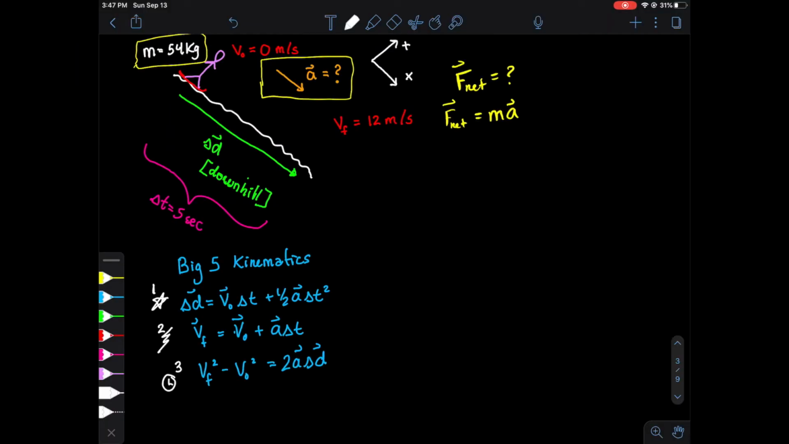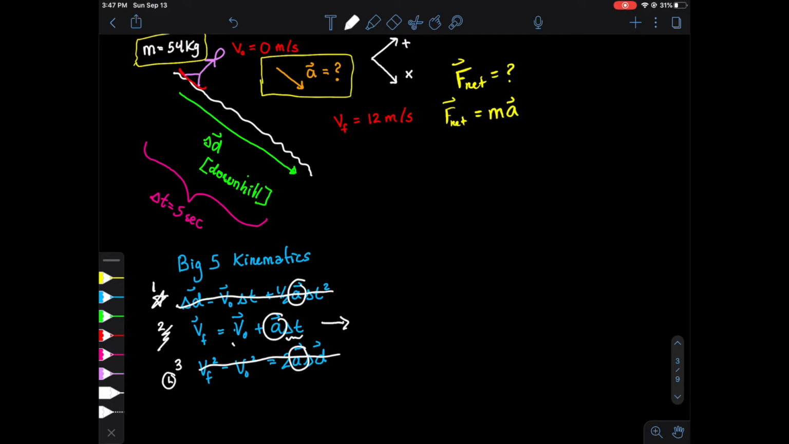Alright, so what was our goal? Our goal is to find the acceleration of that object. In this case, all three equations have acceleration, and we don't have the displacement, so maybe the first equation or the third equation is not a good choice. So right away we filtered it down to the second equation, because we were given the time interval, initial velocity, and the final velocity.